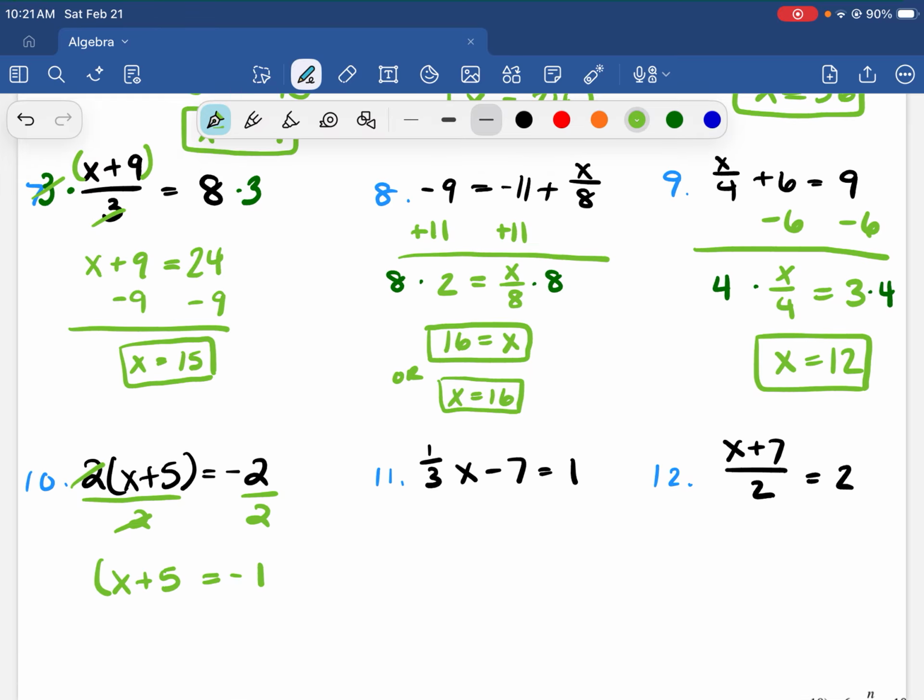I could keep x plus 5 in parentheses if I really wanted to, but I shed them because now I only have x plus 5. I only have what was in those parentheses. So that is the only package that's left. And I want to get x by itself. So adding 5, the opposite of that is subtracting 5. X equals negative 1 minus 5 is negative 6.